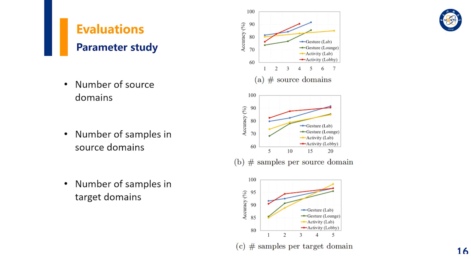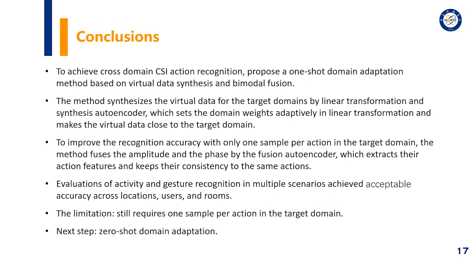To conclude, to achieve cross-domain CSI action recognition, we propose a one-shot domain adaptation method based on virtual data synthesis and bimodal fusion. The method generates the virtual data for the target domains by linear transformation and the synthesis autoencoder, which sets the domain weights adaptively and makes the virtual data close to the target domain. The method fuses the amplitude and the phase by the fusion autoencoder, which extracts their action features and keeps their consistency to the same actions.